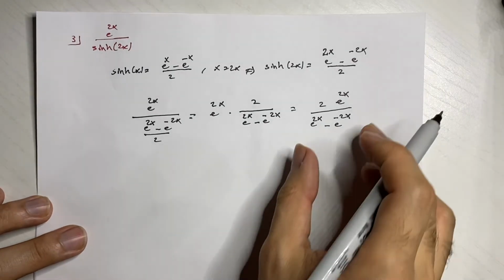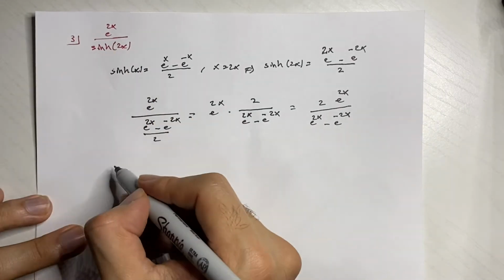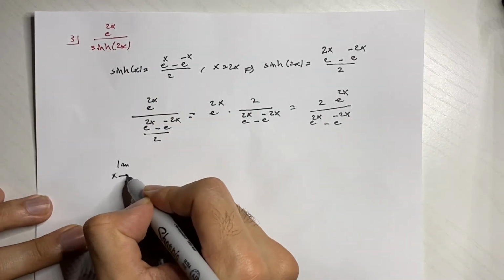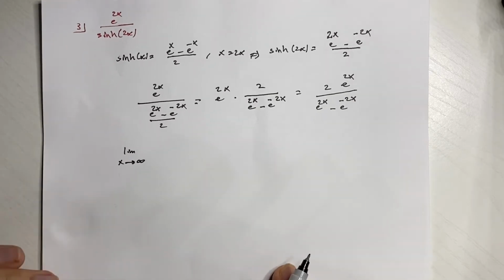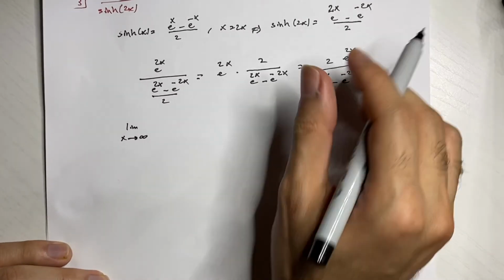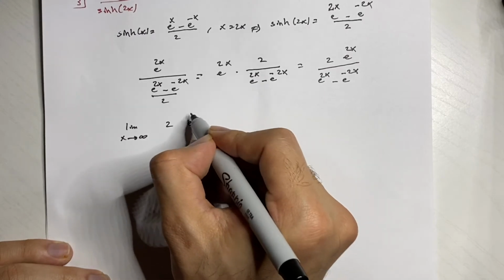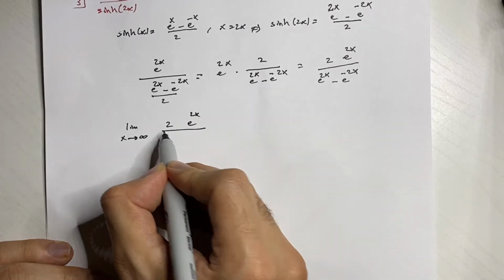So now what we need to do is take the limit as x goes to infinity. And we're going to substitute for that given function the value we just found, the term we just found.